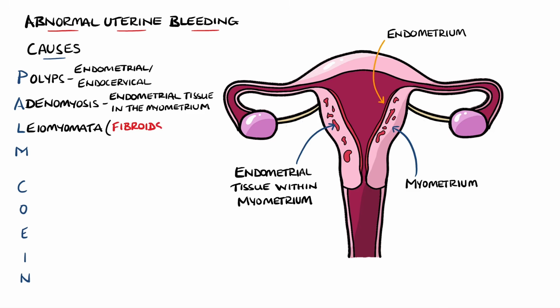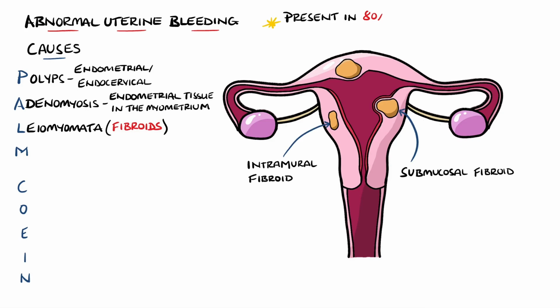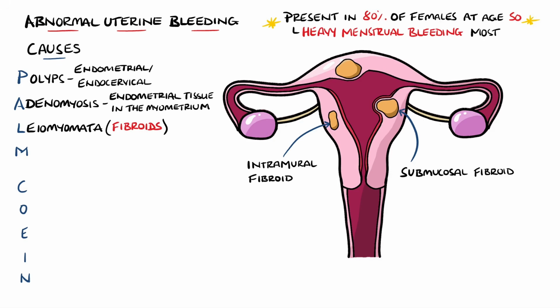Next, we have L for leiomyomata, which is the proper term for uterine fibroids. These are benign tumours of smooth muscle tissue and are extremely common, with around 80% of females at age 50 having them. Most of them are asymptomatic. However, the most common symptom when they are symptomatic is heavy menstrual bleeding.